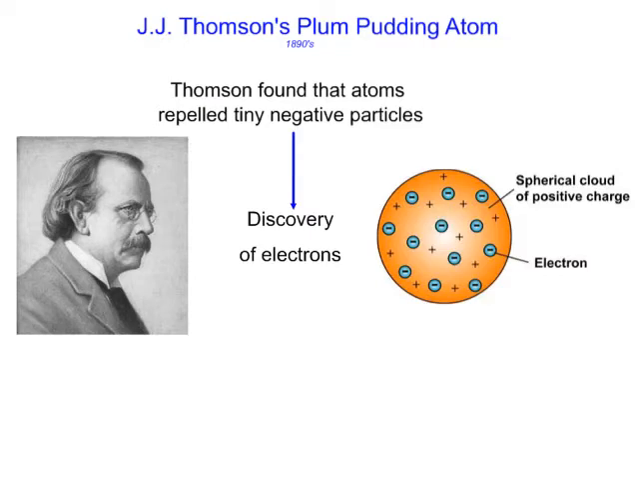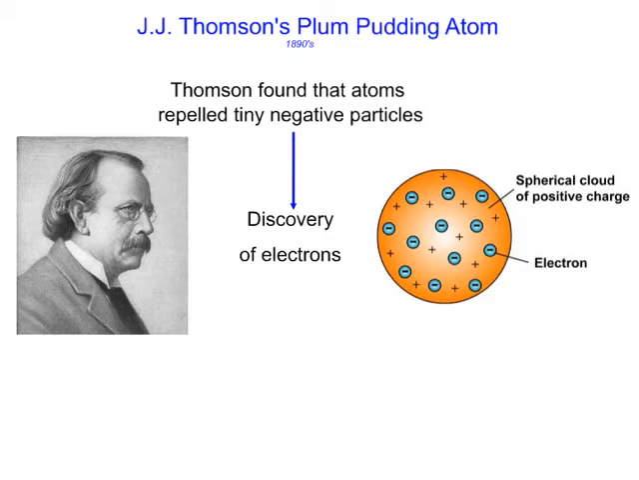Here is J.J. Thomson, our next scientist that we're going to talk about. He came along about 100 years later, and he was doing experiments and found that some atoms that he had were repelling tiny negative particles that he was bombarding them with. And he wondered, what does that mean? He couldn't quite figure it out.